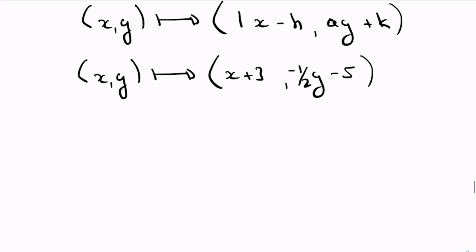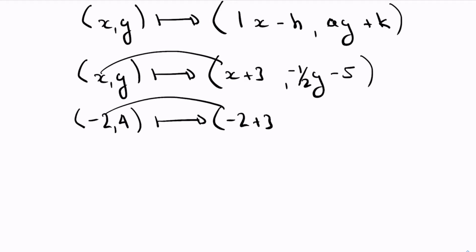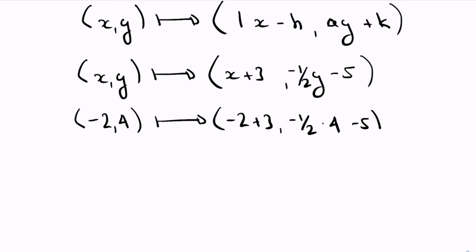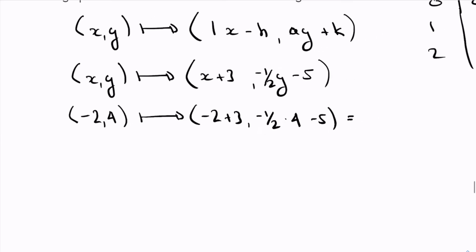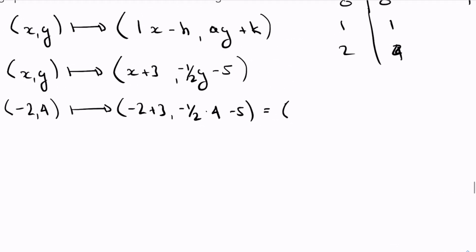So what does that look like? Negative 2 comma 4 is our starting point. That becomes negative 2 plus 3. Again, I'm putting x where x is, so negative 2, and then I have 4 for y, so that'll give me negative 1 over 2 times 4 minus 5. If I do the math here, this simplifies to positive 1 and negative 7, because 4 divided by 2 is 2, minus 5 is negative 7. So that's our first point.